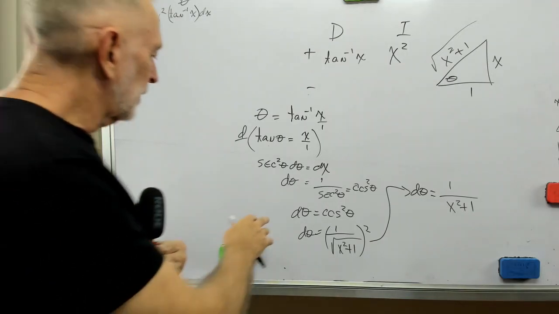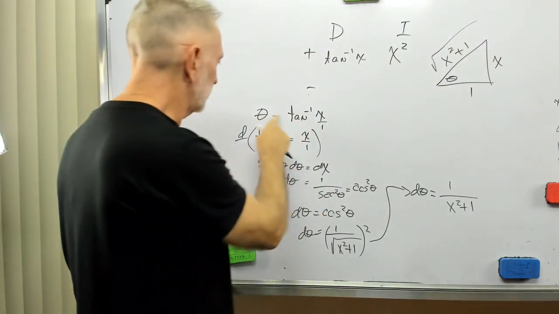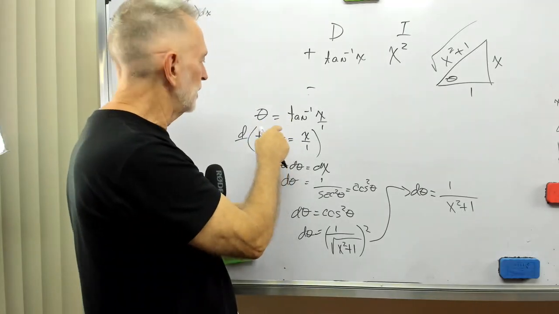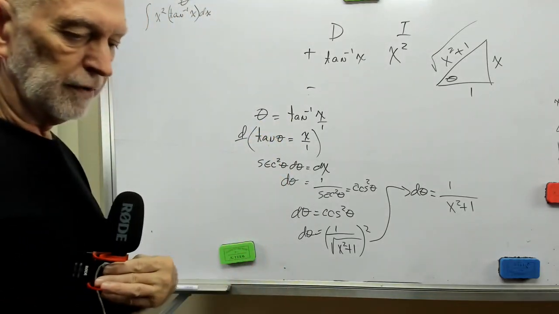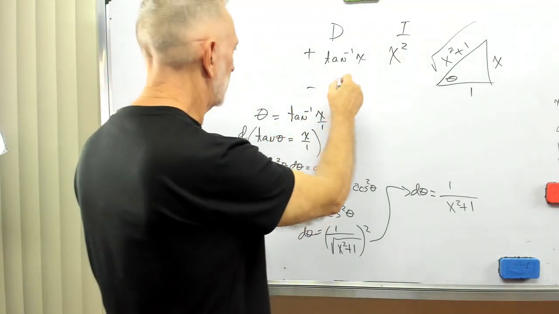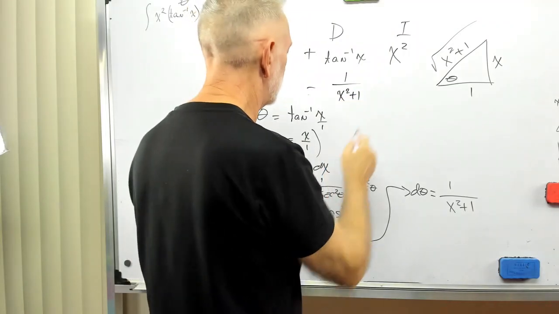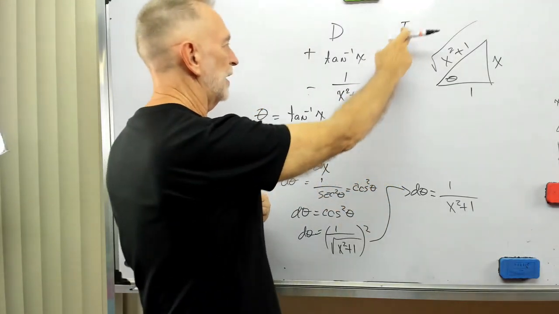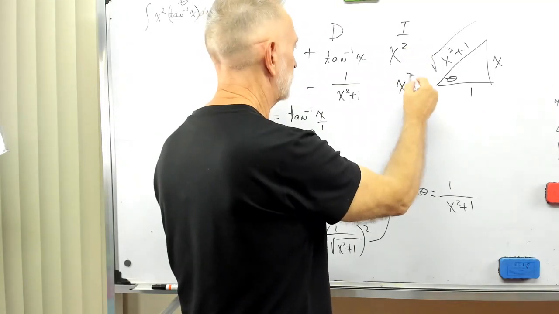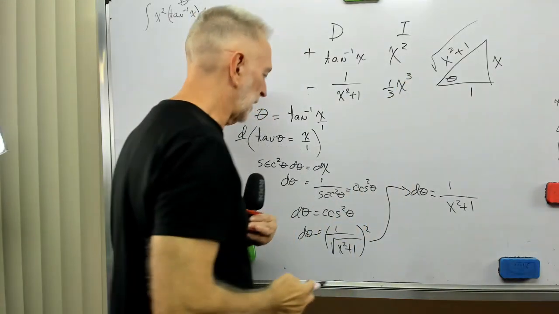Okay, so d theta then is the derivative. If theta is tangent inverse x, d theta then is the derivative of that. Okay, so I have 1 over x squared plus 1. That's the derivative. Now the integral of x squared would be increase that by 1, which would be x cubed, divided by 3, which would be 1/3 times x cubed.